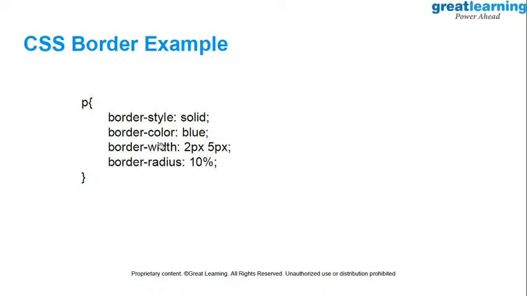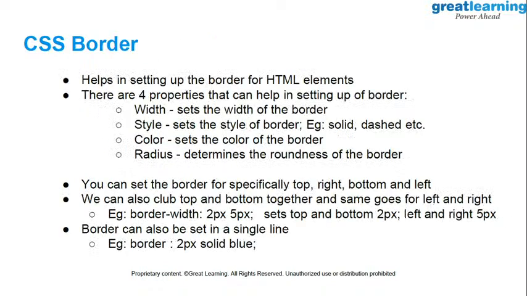Now border color, border width, which is the width of your border, and then the radius, the roundness. This is how you set your border.